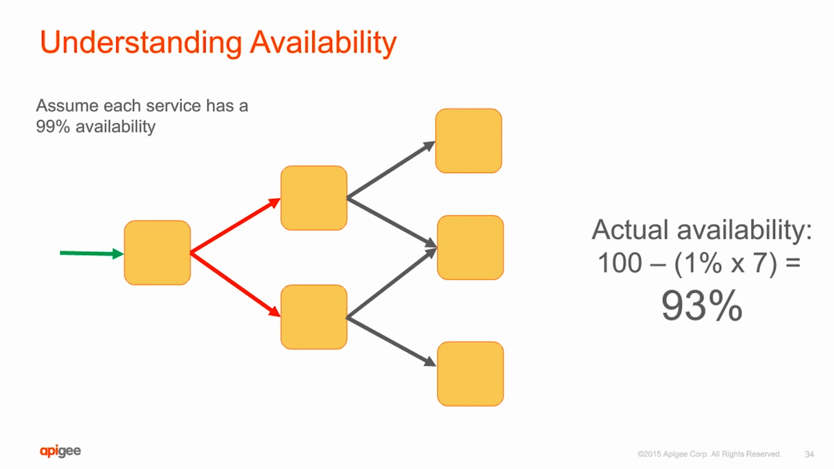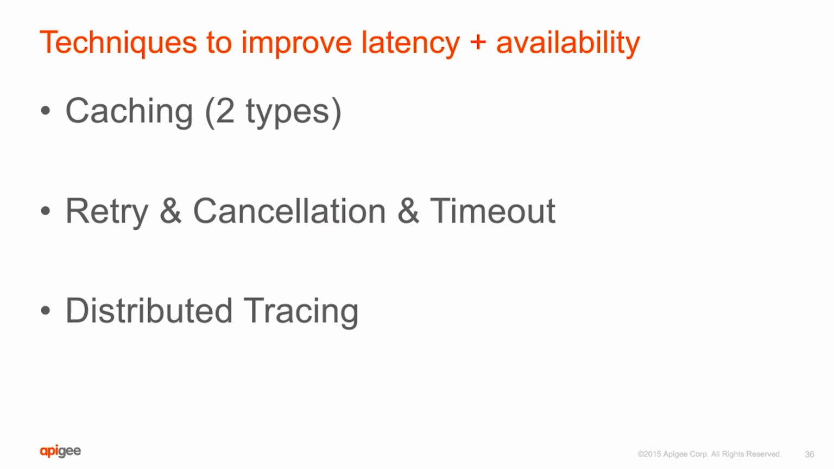So how do we actually deal with that? Well, there are 3 techniques I'd like to share on how you improve the latency of these microservices, especially if you have these complex call graphs. One is caching, then the other is retry logic and fault tolerance, and then last but not least, distributed tracing. Okay, let's go through the first one.